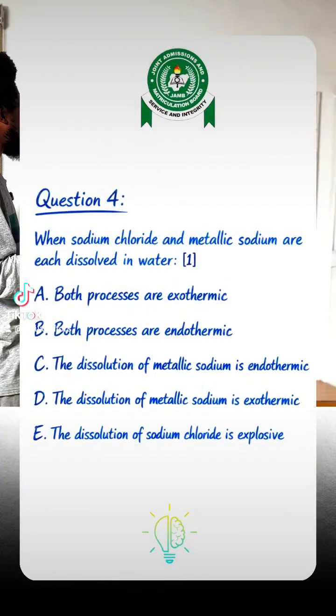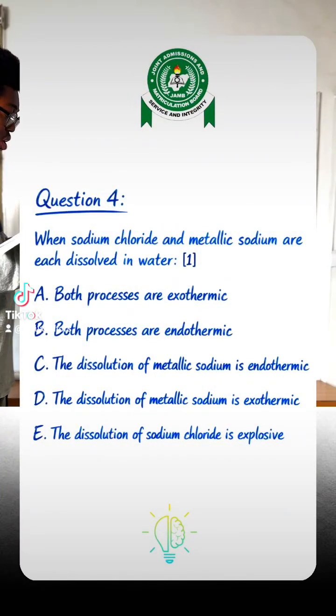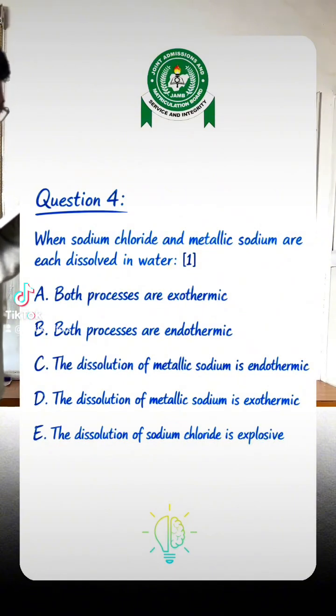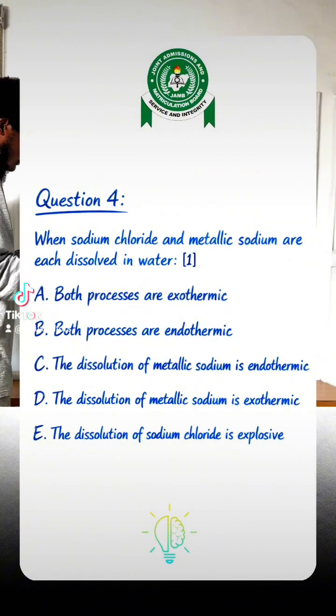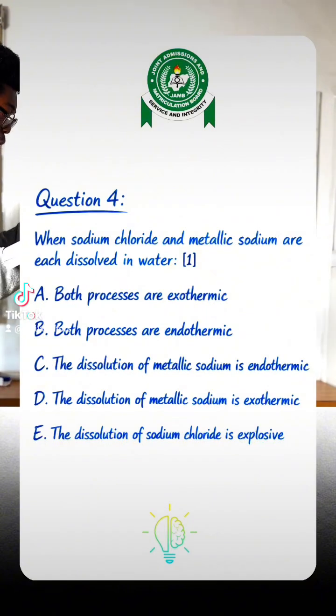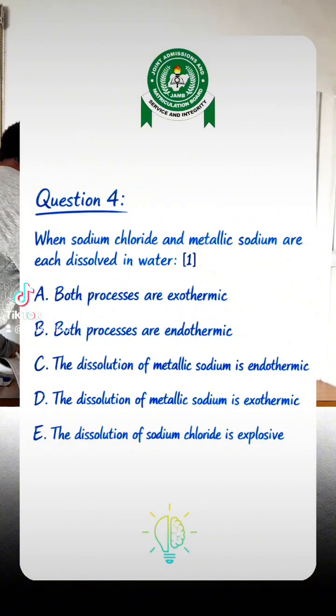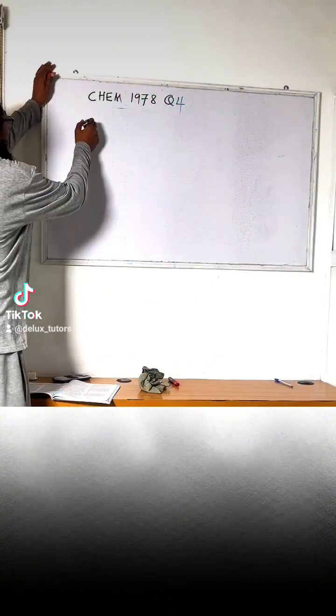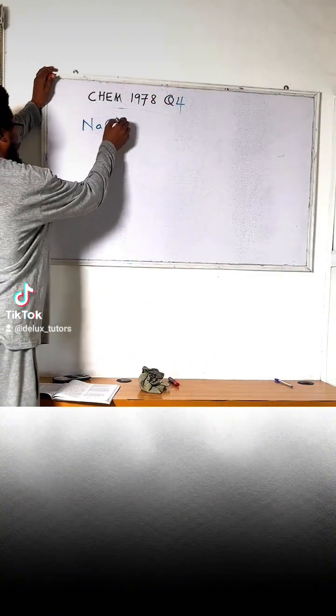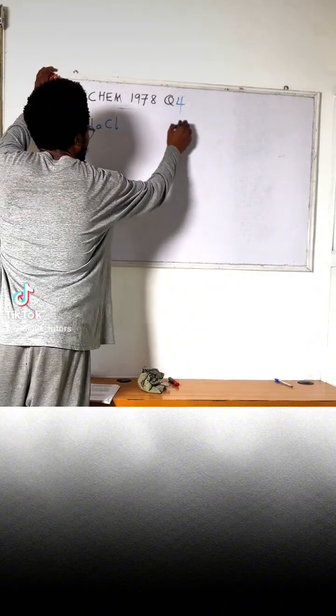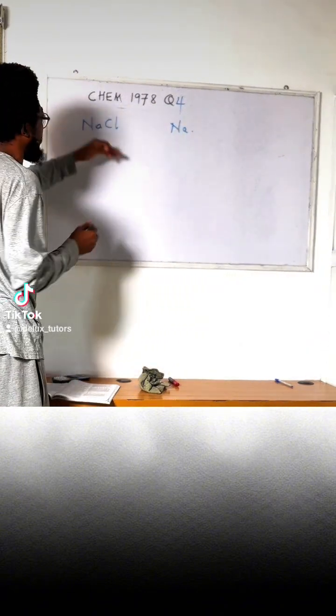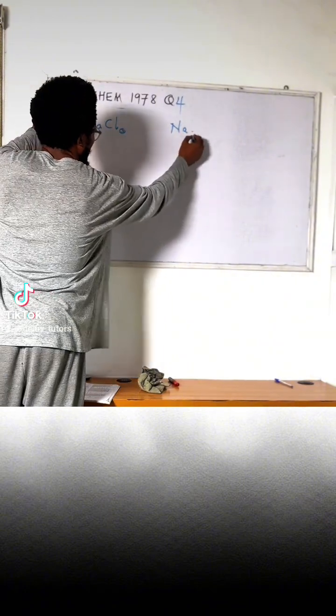Chemistry 1978, question 4. The question says that when sodium chloride and metallic sodium are each dissolved in water. So the option we have, option A, both processes are exothermic. So let's quickly look at that. So when we have sodium chloride, then we have metallic sodium. So we are dissolving both of them. This one is a solid, this one is also a solid.